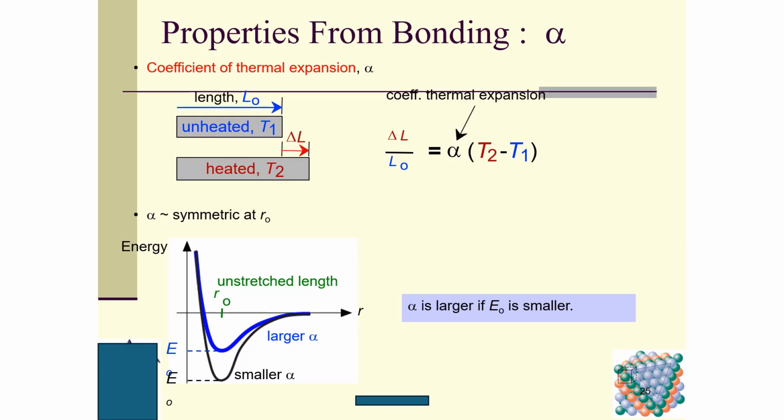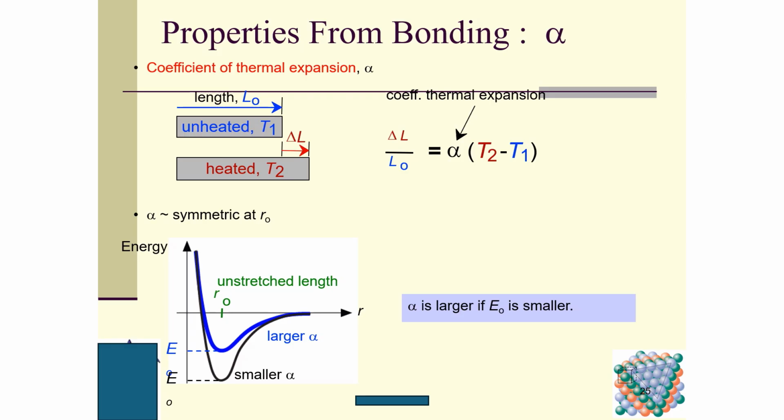And this property is also determined by the atomic structure. You can see we have two curves here. For this curve, they have larger alpha, and this curve, they have small alpha. What does it mean? It means that this one is much easier to change the length. Why? We can see that, right?